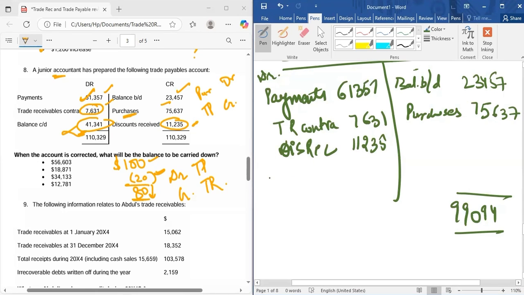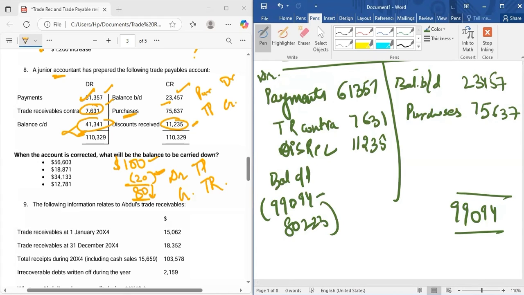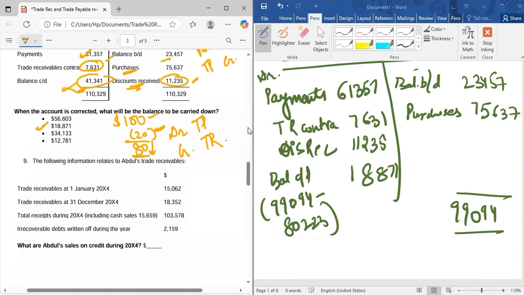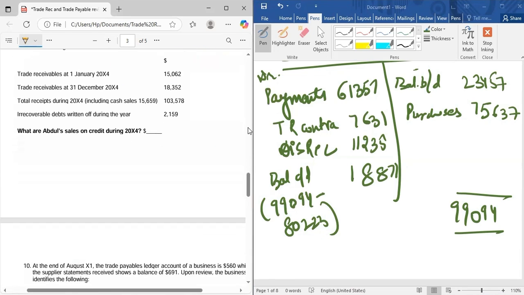Okay, so the balance carried down would be 99094 minus the total of all these three, which is 80223. It is coming out to be 18871, which is option B. Okay, so they did the entire thing correctly, but the only mistake they made was this discount received, right? Let's move on to question number 9.